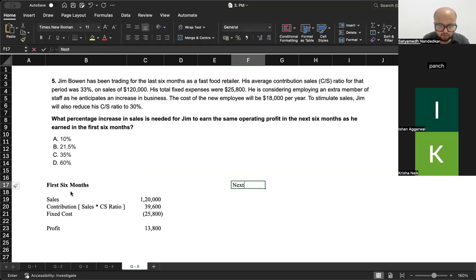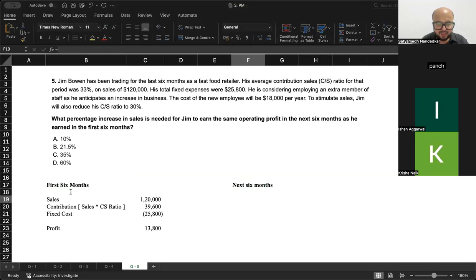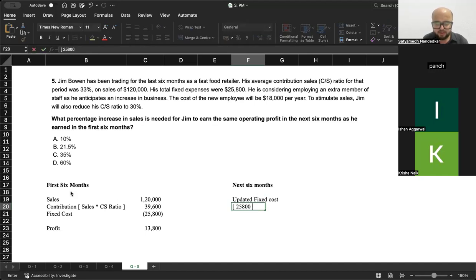Okay, so the next 6 months. Now the idea is that he wants the same profit in the next 6 months. So what will be the updated fixed cost? Tell me. Updated fixed cost will be 25,800 plus 18,000 by 2.